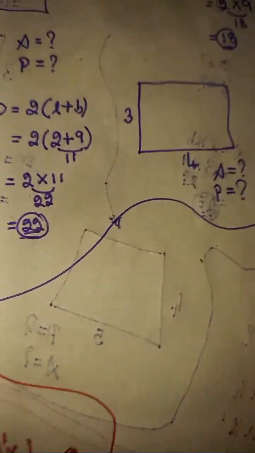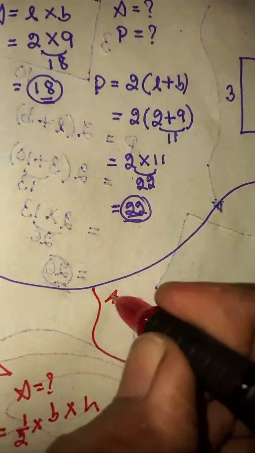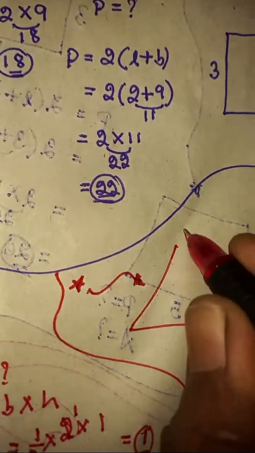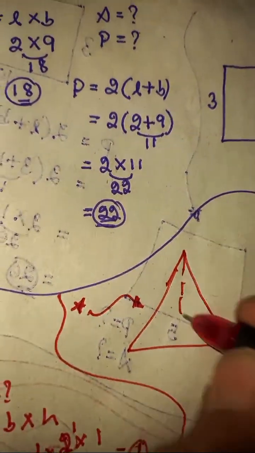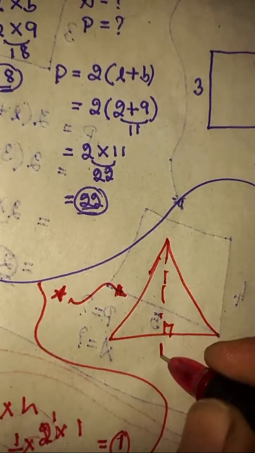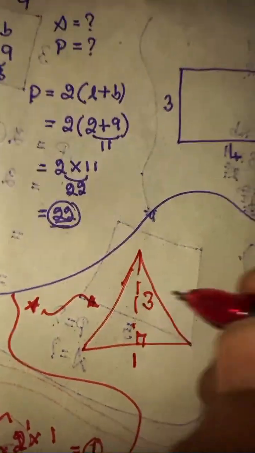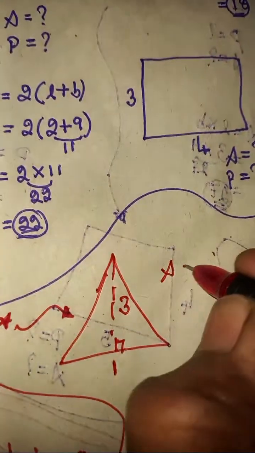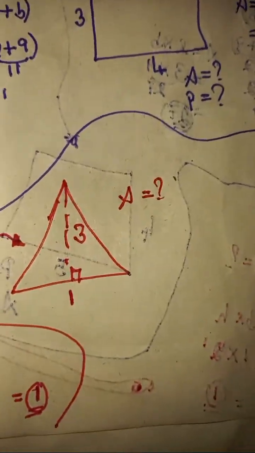And let's do one more problem. In this problem, they have given one more triangle. In this triangle, they have given that the base length is 1 unit and the perpendicular height is 3 units. Here also, you need to find out what's the area of this triangle.